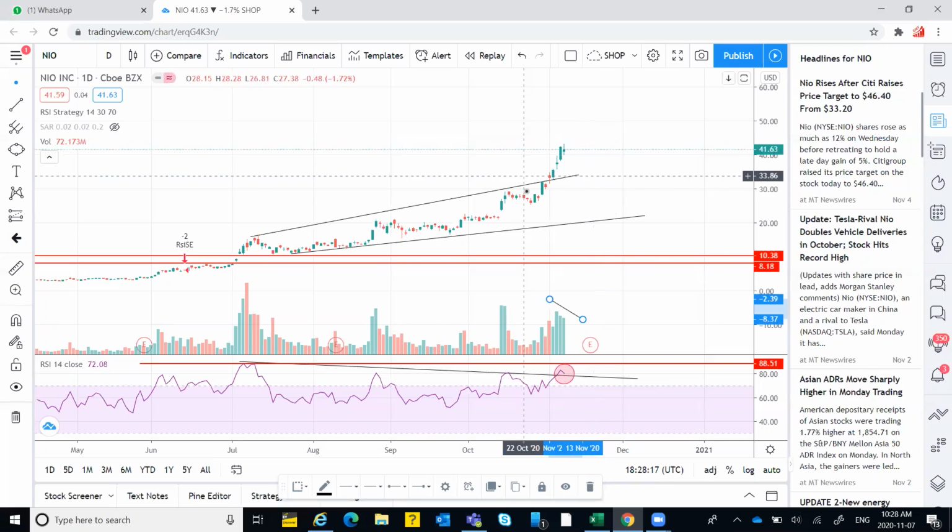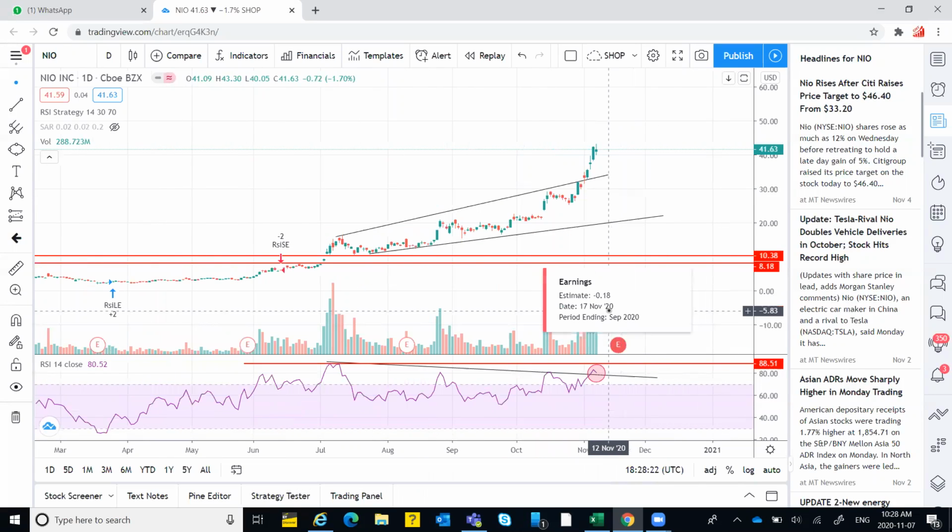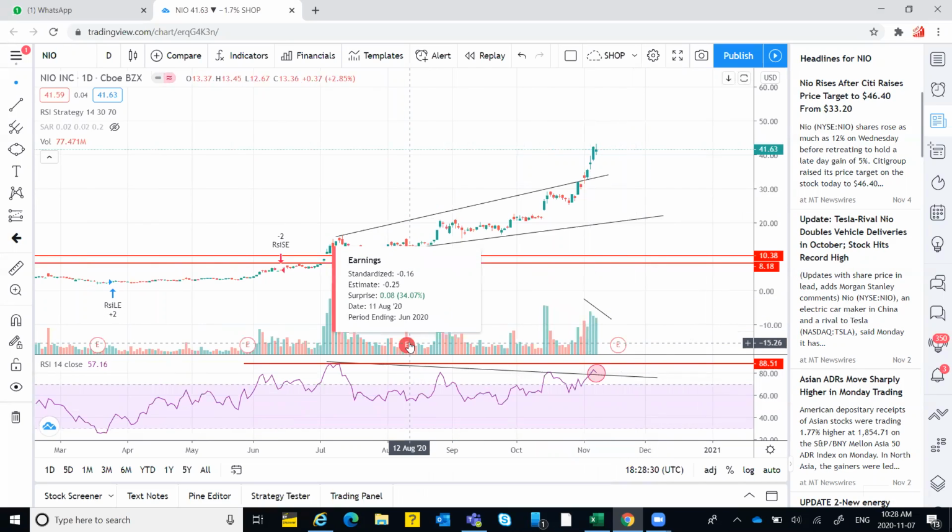So next, let's have a check on when the earnings are due. Earnings are due on the 17th of November, 10 days from now, and they are expected to be minus 1.8. Previous ones were also like the same.